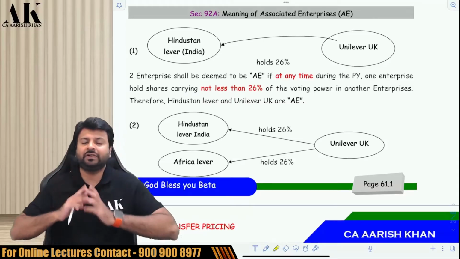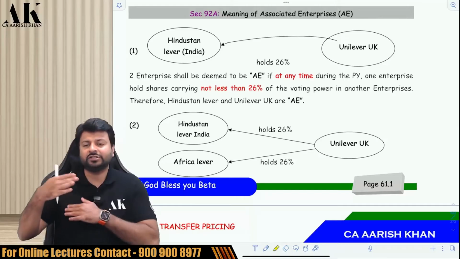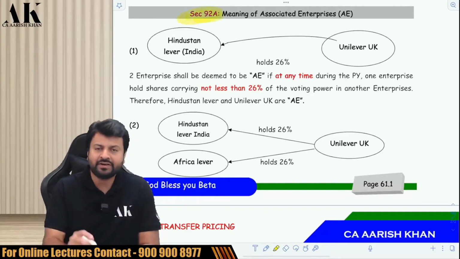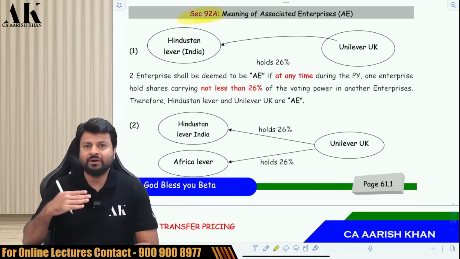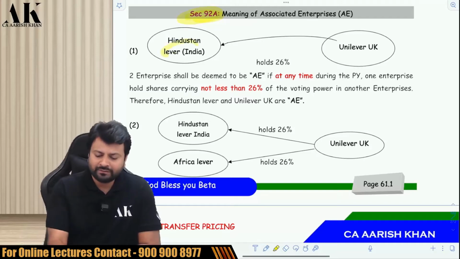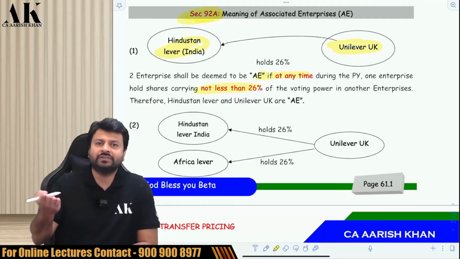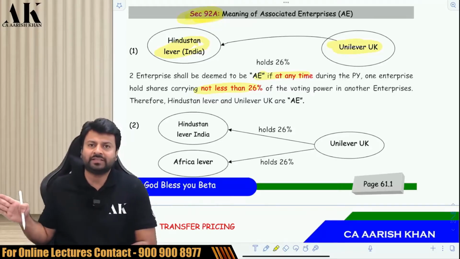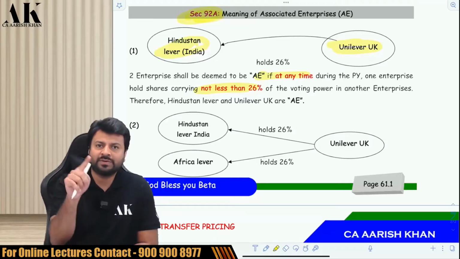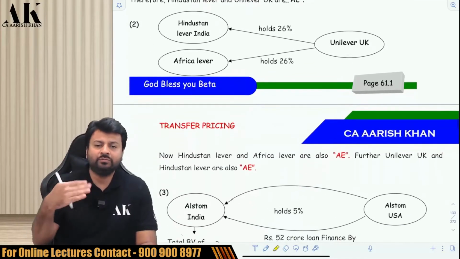Now, the first thing that we need to understand is transfer pricing is always applicable if the transaction is between associated enterprises. So, what do you mean by the term associated enterprise? It is defined in 92A and we have to see one by one what all things come under the definition of associated enterprise. The first thing is one entity holds 26% or more of the equity shares of the other entity at any time during the previous year, then both of them are deemed to be associate enterprises. If I hold 26% of the equity shares in your company at any time during the previous year, then we both are deemed to be associate enterprises.